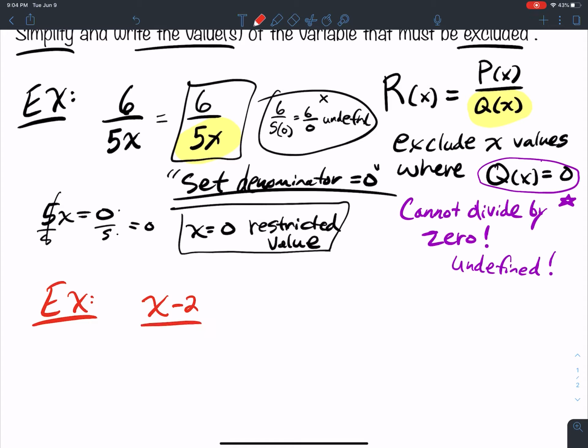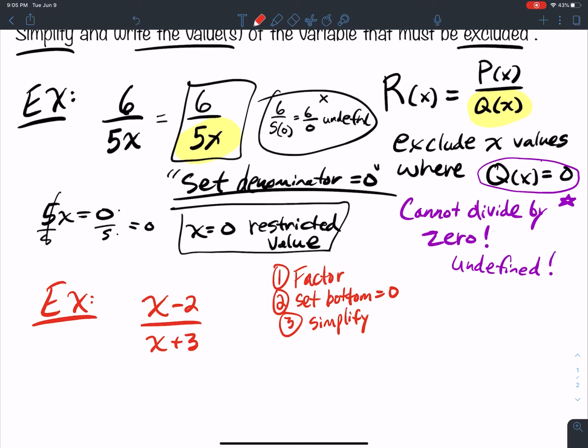x minus 2 over x plus 3. Okay? Step 1, what I want to do is factor. Can I factor anything? So step 1, factor. Step 2, set the denominator, the bottom, equal to 0. Step 3, simplify. Okay, so those are your 3 steps.